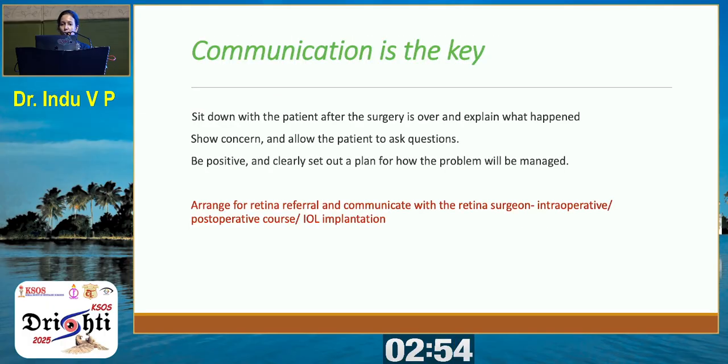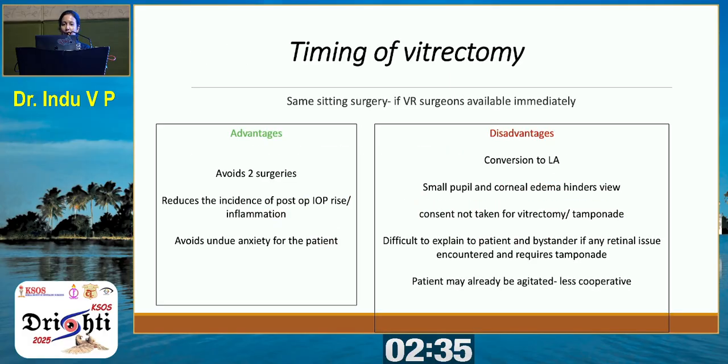And once everything is over, sit with the patient and communicate properly what has happened. They will have a lot of questions which we will have to answer patiently. Be positive and clearly set out a plan for the patient. Arrange for a retina referral and communicate with the retina surgeon what has happened intraoperatively and postoperatively, and whether you have implanted the IOL.